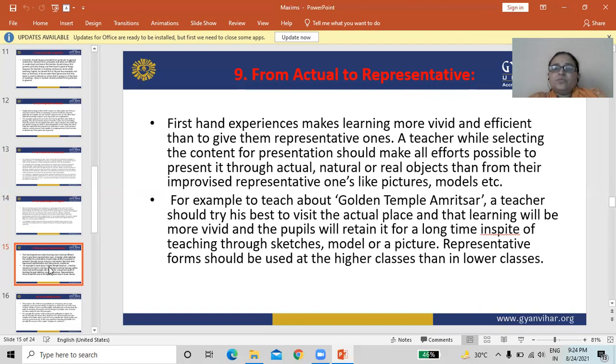From actual to representative. First-hand experience makes learning more vivid and efficient than giving them representative ones. A teacher, while selecting the content for presentation, should make all efforts possible to present it through actual, natural, or real objects. Then from there, improvised representative ones like pictures, models, etc.